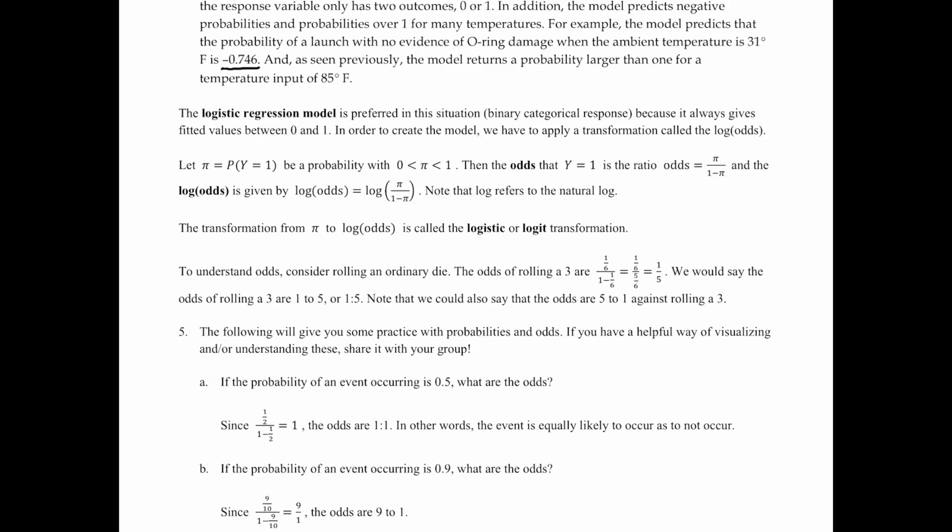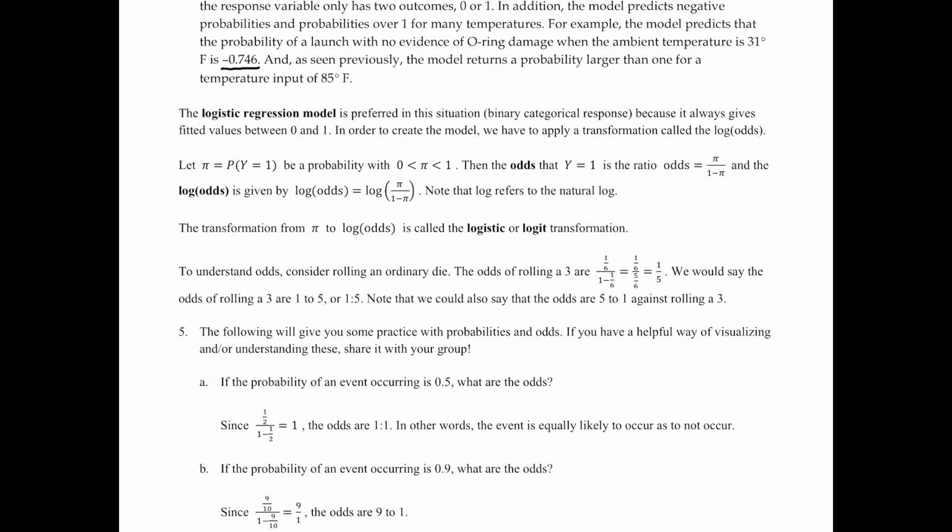So in this situation, when we have a binary categorical response variable, what we want to do is fit a logistic regression model. One of the reasons we use logistic regression is because it always returns values between 0 and 1. Now the thing is that in order to create that model, we have to apply a transformation that we haven't used before, and it's a little bit more complicated than the ones we've seen. We've had logarithmic transformations, we've had square root transformations. This is called a log odds transformation, also known as a logit or a logistic transformation.